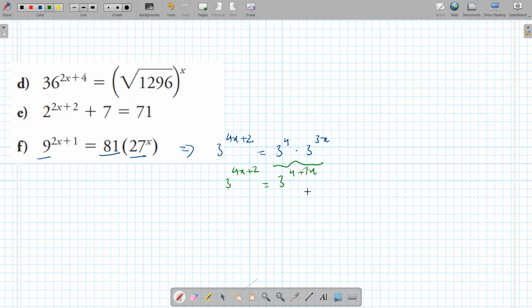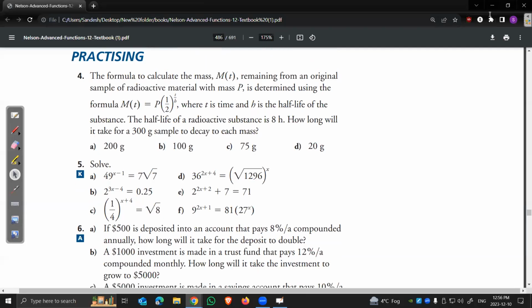Now can you cancel out the 3's? Yes, so this becomes 4x plus 2 equals 4 plus 3x. X is what, negative 2? Yeah, and now you're done, easy. So you don't even have to use logs there.